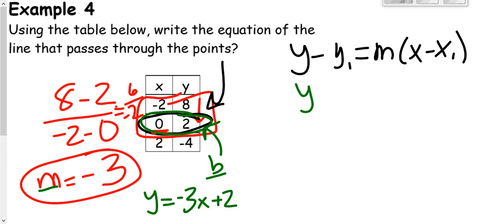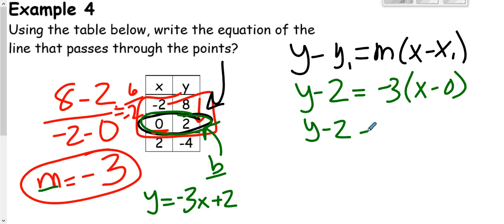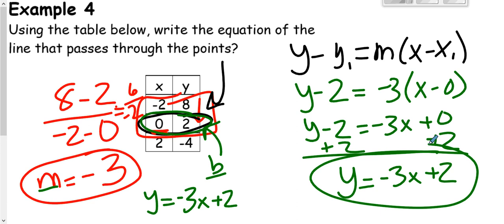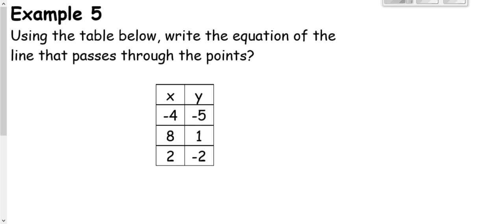So we would say y minus 2 equals negative 3 times x minus 0. So I'd get y minus 2 equals negative 3x plus 0. Add 2 to both sides, and it works out the exact same. Y equals negative 3x plus 2. So look for little tricks like that sometimes. If you know that this is a y-intercept, then use it. Save yourself some time.